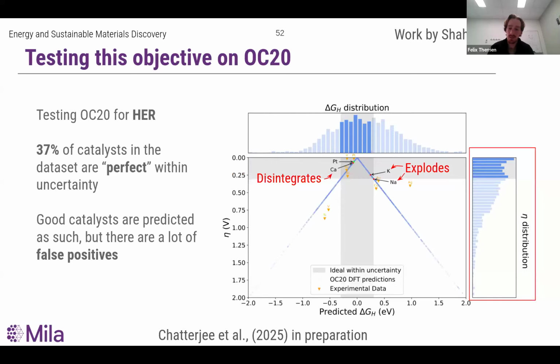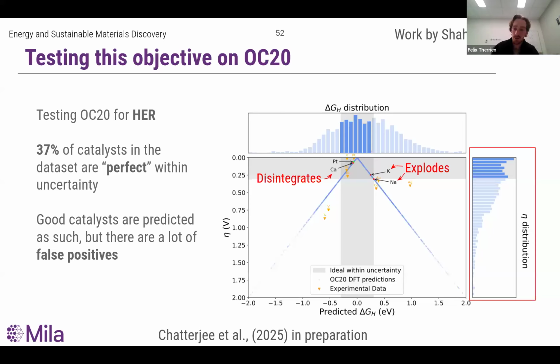And we did the same thing. If you look at some of the materials in this list, there are materials that are obviously not good catalysts for other reasons, like they would explode in water or they would disintegrate. So we think that this objective that a lot of people in this field use is not a very strong filter at all, and maybe we should focus on another objective first, like stability.